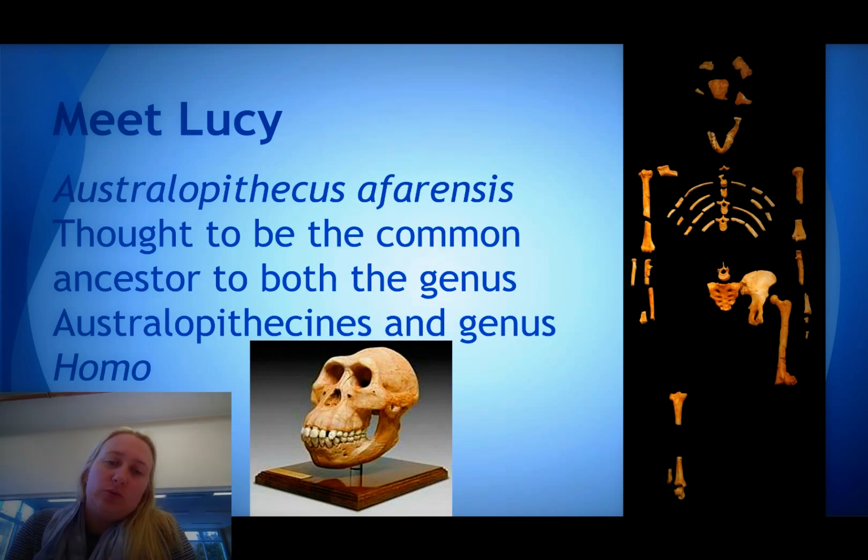She is thought to be the common ancestor for both the genus Australopithecines and the genus Homo. She is said to be the shared ancestor for us about 3 to 4 million years ago.